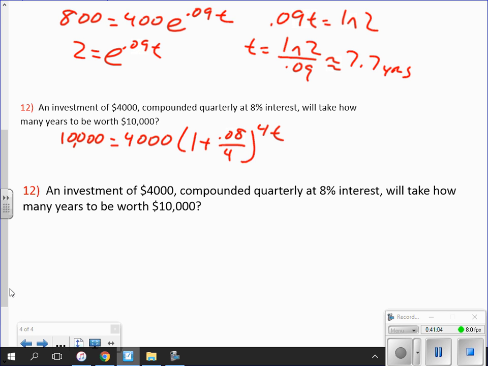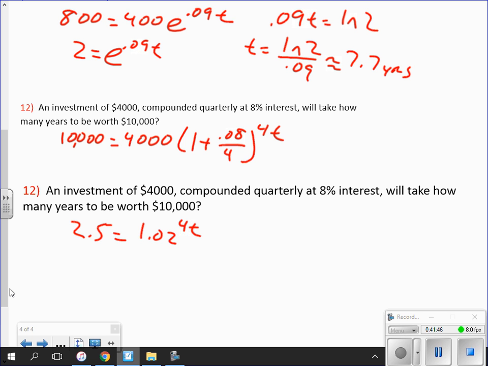Once you go from there, it's arithmetic using your calculators. Divide both sides by 4,000. So you get 10 over 4, which is 2.5, sorry, my bad. 2.5 is equal to, and then you figure out all of this inside here, 1 plus 0.08 over 4, and then it ends up being 1.02 to the 4t. So it's inside the parentheses to the 4t power. Now I've got an exponential. How do I solve that?